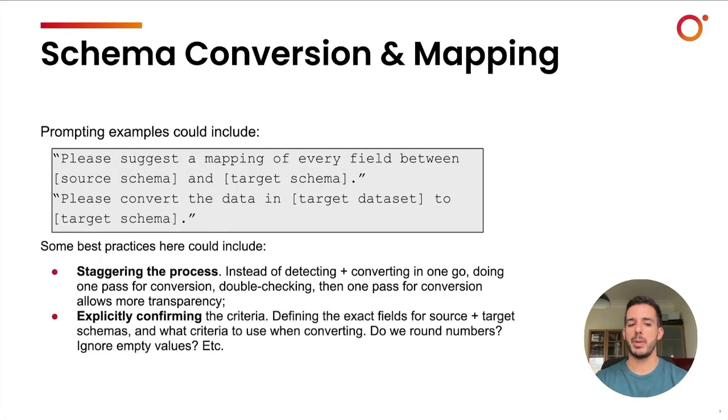And then another best practice here is explicitly confirming the criteria. That is, what are the exact fields for the source schema and the target schema? And what are the criteria that we want to use when converting them? Do we want to round numbers or not at all? Do we want to ignore the empty values or include them and convert them to a specific equivalent format, and so on? What are the specific criteria for the conversion? The more specific we are, the better the conversion, naturally.